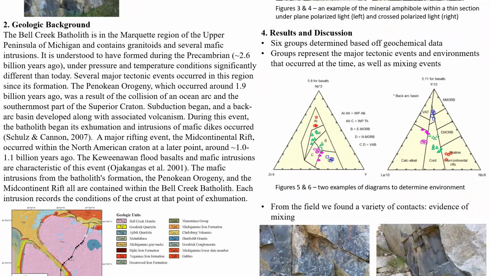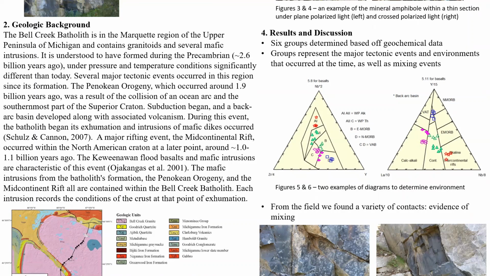Within this large span of time, the rocks within the batholith formed. Multiple tectonic events occurred that affected the region. These events can be categorized into compressional events, such as the Pinocchian orogeny, and extensional events, such as the mid-continent rift. As these events occurred, they produced mafic magmas, which intruded the batholith as it was exhumed towards the surface.